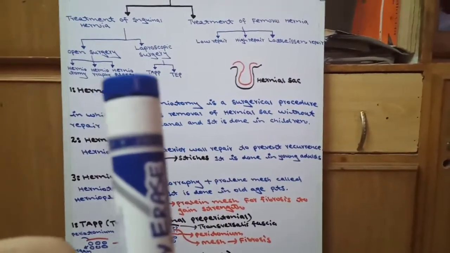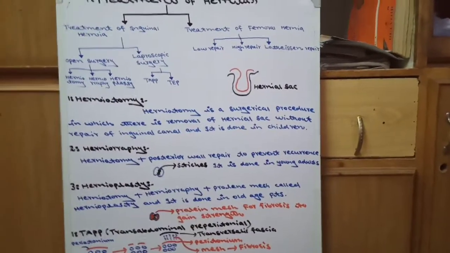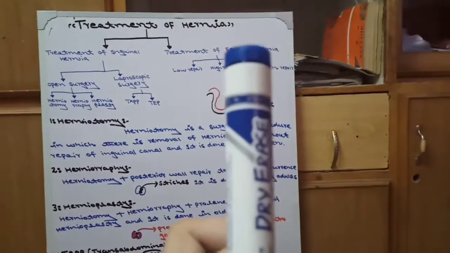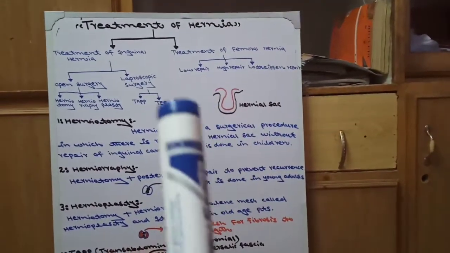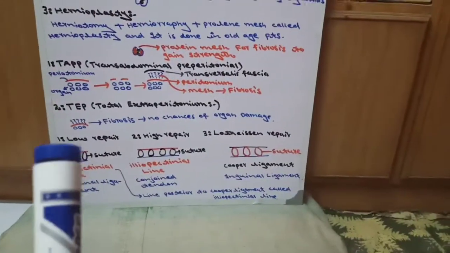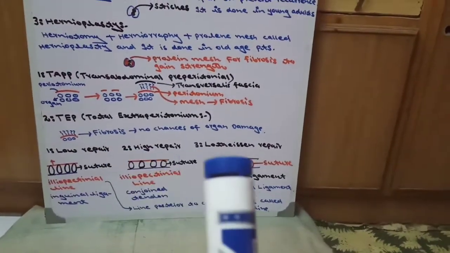Now laparoscopic surgery is also complete. TAPP and TEP are complete. Now inguinal hernia treatment is complete. Now come to the treatment of femoral hernia. In femoral hernia, there are three methods: low repair, high repair, and Thiessen repair.